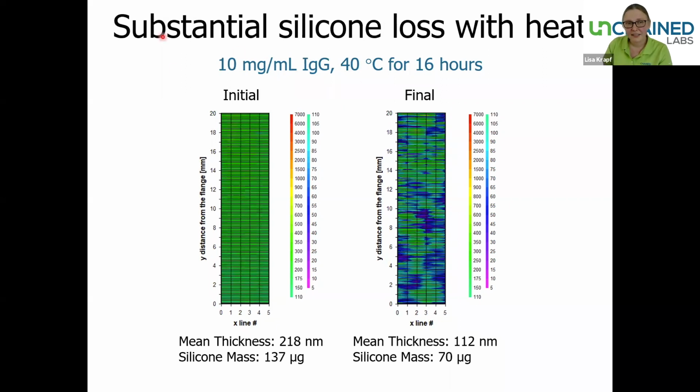The most silicone loss we see when we actually store the samples at heated temperature. So this was stored at 40 degrees for 16 hours. And in this case, again, we see silicone loss. And when we look at the numbers here, we can see that the silicone mass is almost half of the number it was before we did that stressing step.